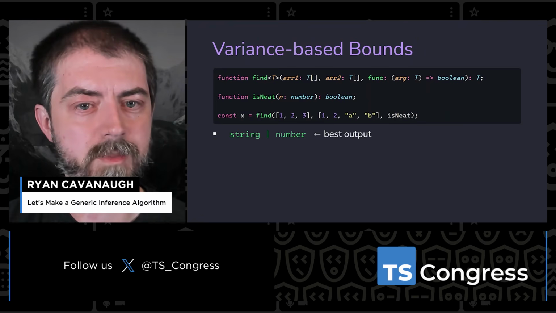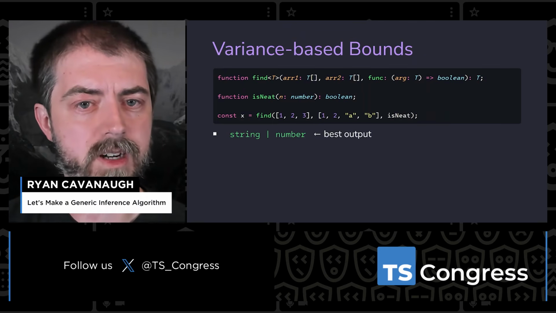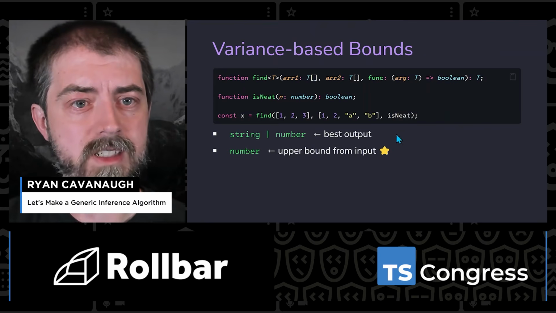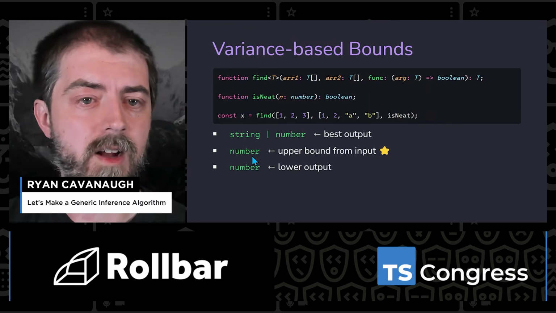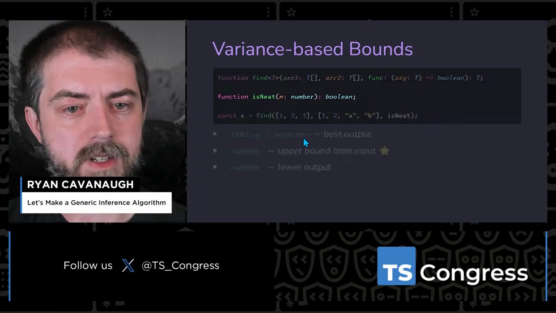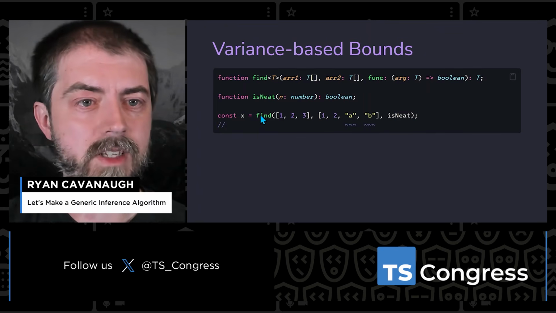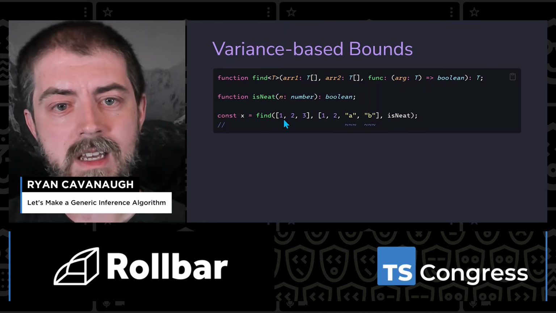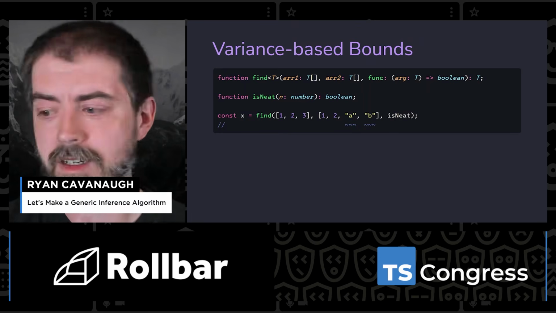So let's try our algorithm out. We pick up our best output candidate, string or number, from that array, but then we find an upper bound from isNeat because we see n:number in an input position, and so we stick with number as we're inferring here. And then from this other array, we're getting a lower output. So then we get an error. We say, okay, it's as if you had called find of number because we bounded based on this input position. Therefore, you can't convert this string or that string to numbers. And you get a really good error here.